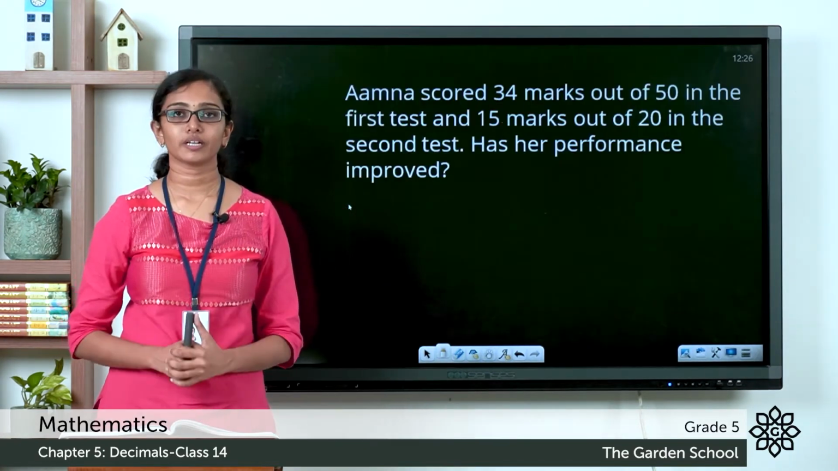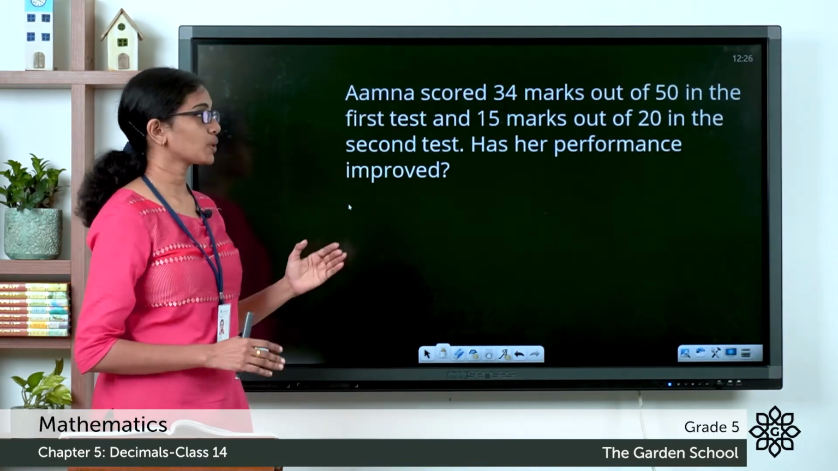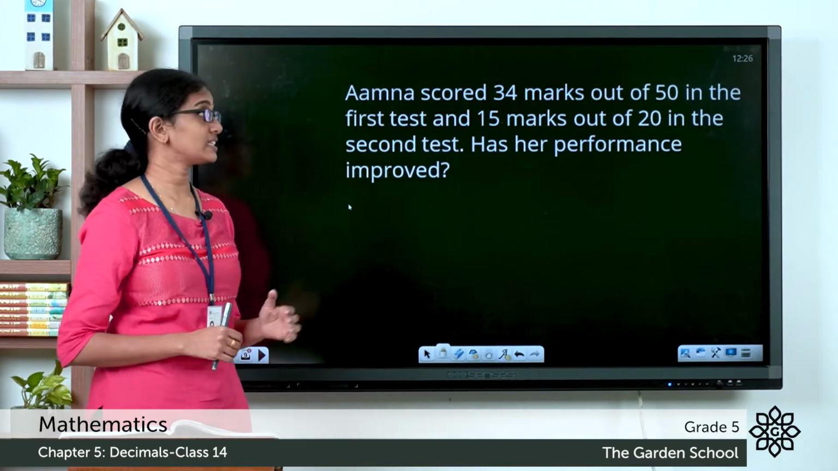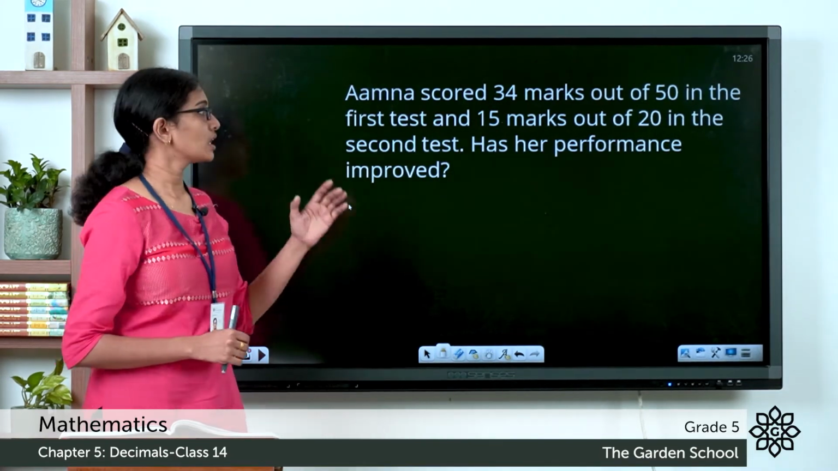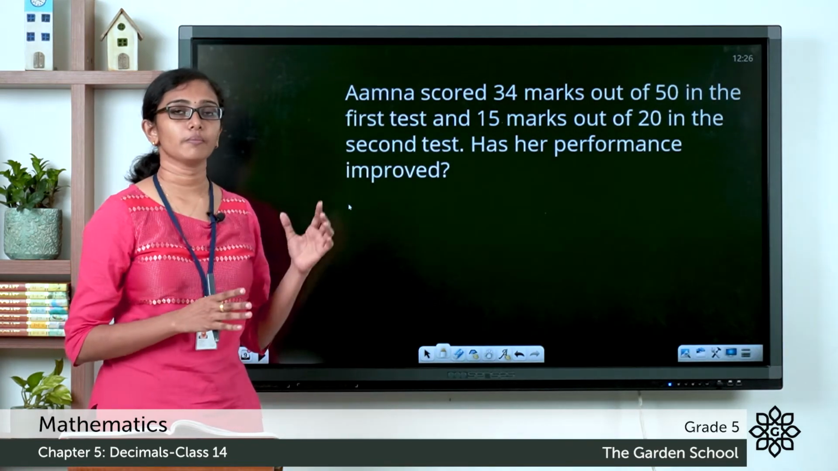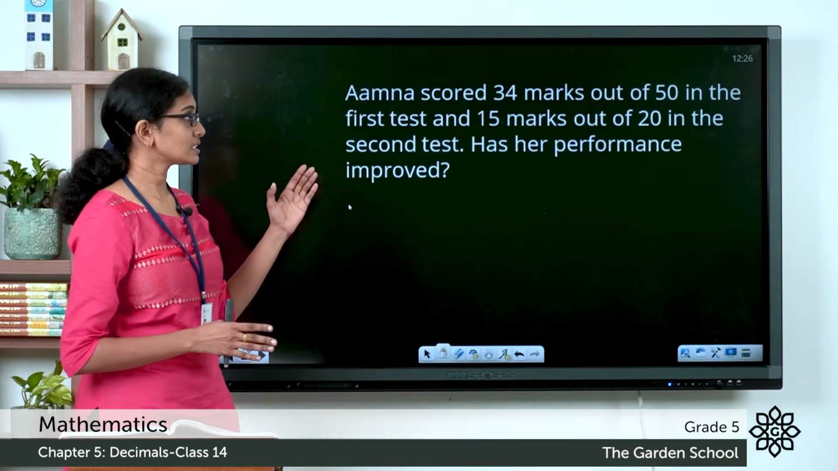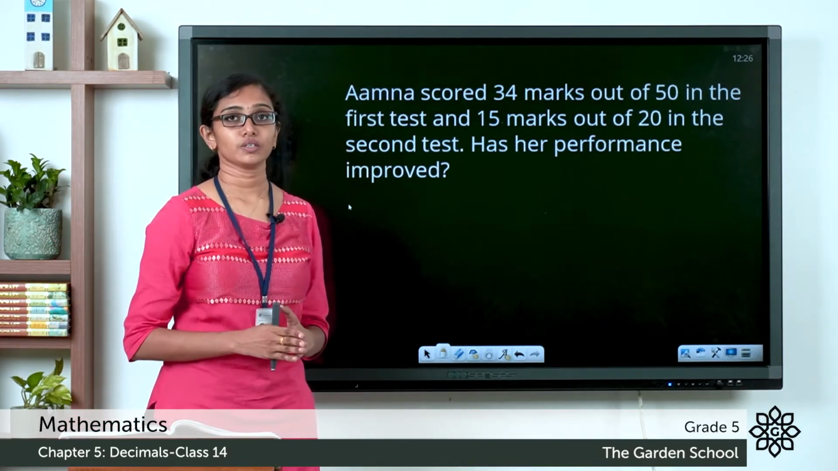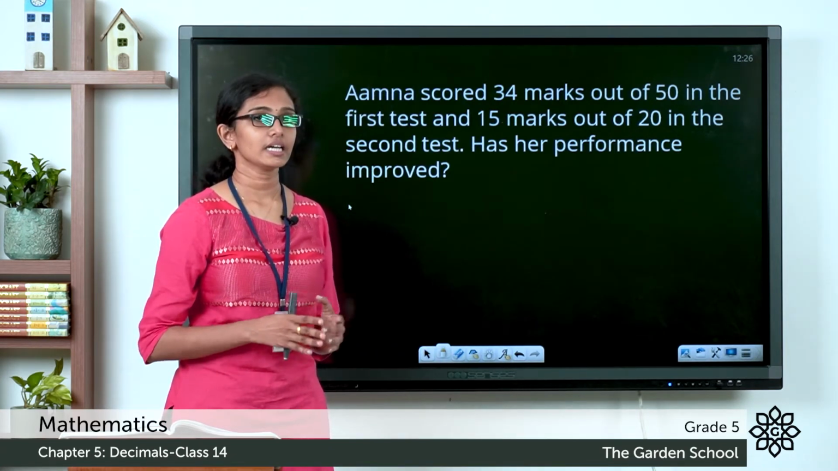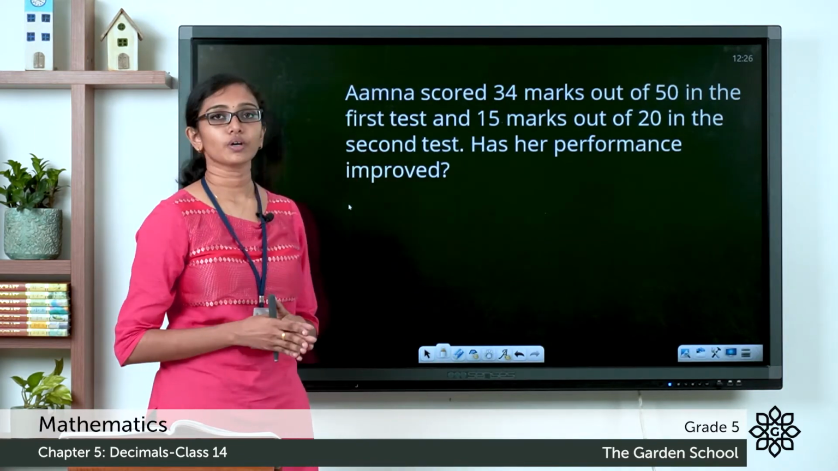Now let's look at one question. Aamna scored 34 marks out of 50 in the first test and 15 marks out of 20 in the second test. Has her performance improved? How do we find out about the improvement of her performance? The first test was out of 50, so her mark is 34 out of 50. In the second test, it was out of 20. Her mark was 15 out of 20.